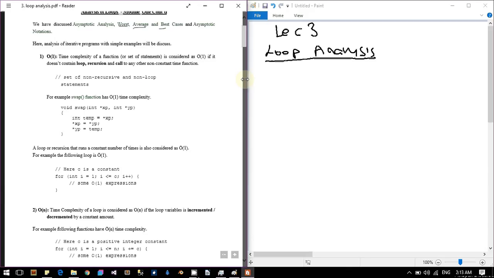What I want you to know first of all is rule 1. Rule 1 states that the time complexity of a function is considered order 1 if it doesn't have any loop, any recursion, or any call. Any function or program that doesn't have a loop, a recursion, or a function call is of order 1. All it has, like here, is an assignment statement, an assignment statement, an assignment statement. So this entire statement is of order 1.